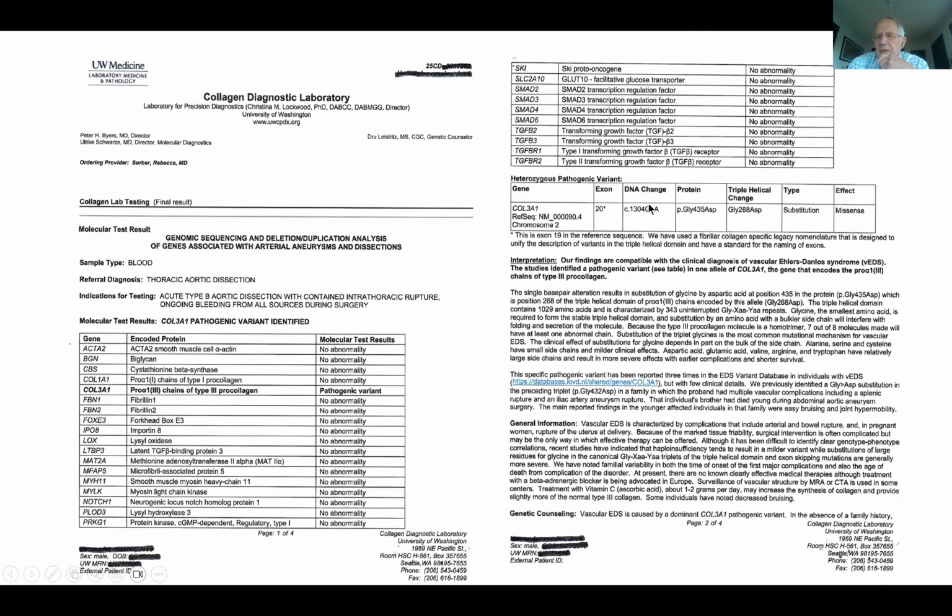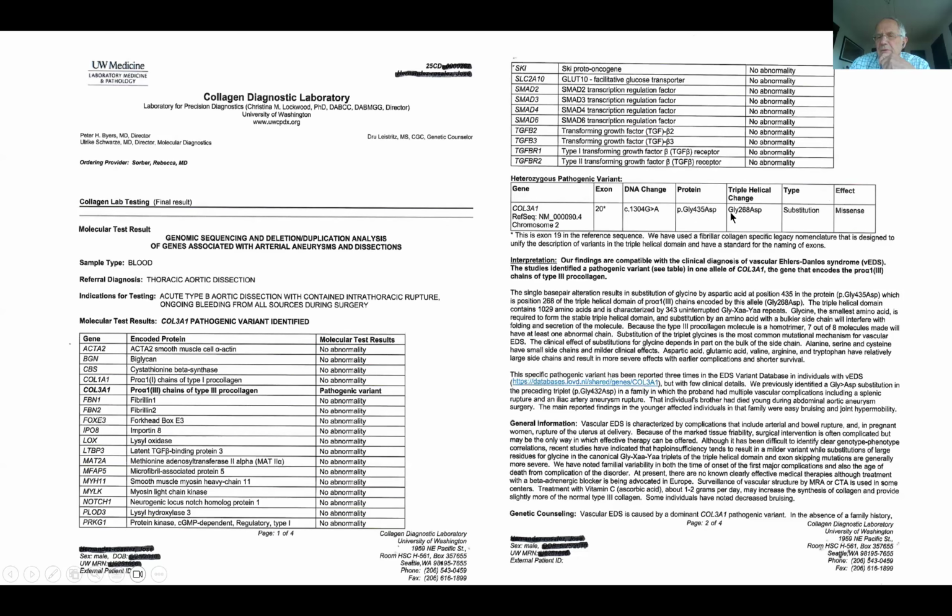C.1304G>A. This looks like "greater than," but it's actually just a short arrow, and it means a G has changed to an A in one copy of the gene. And then p. means protein sequence. Gly in the 3-letter code, glycine, at 435, is substituted by aspartic acid.